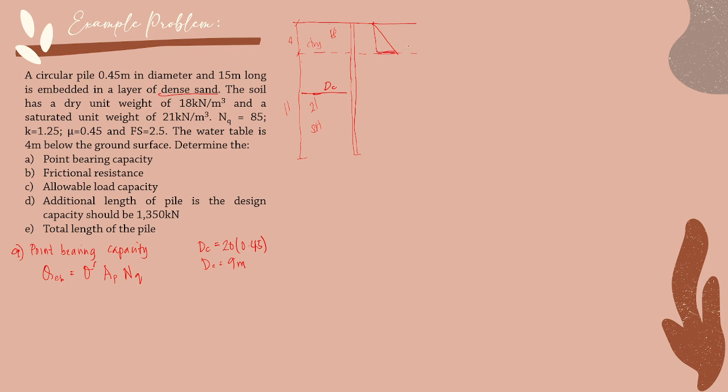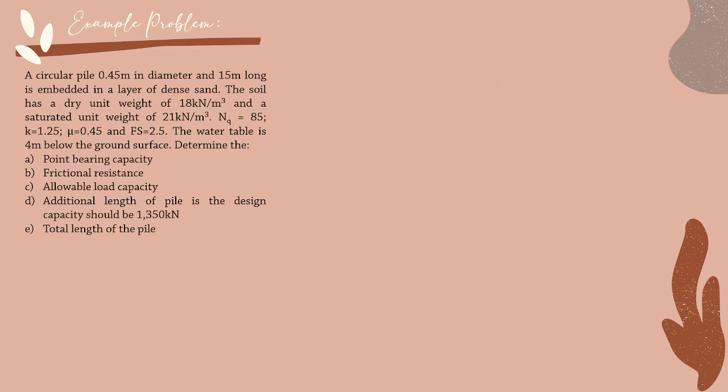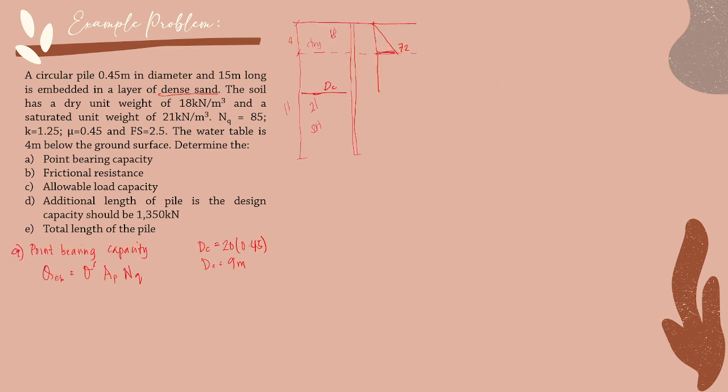So, this is 18 kilonewton per cubic meter times depth na 4. This is equal to 72 kilonewton per square meter. 72. So, lalim pa tayo dun sa critical depth. I-compute naman natin yung effective stress sa critical depth.